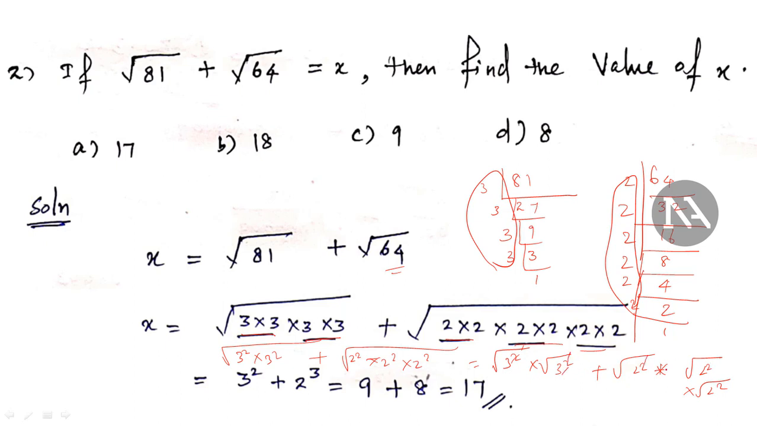Here also square and square root will be cancelled. So it can be written as 3 into 3 plus 2 into 2 into 2. So 3 into 3 is 9. 2 into 2 is 4. 4 into 2 is 8. So if you add these two numbers, this will give you 17. So the correct answer for the question is 17.